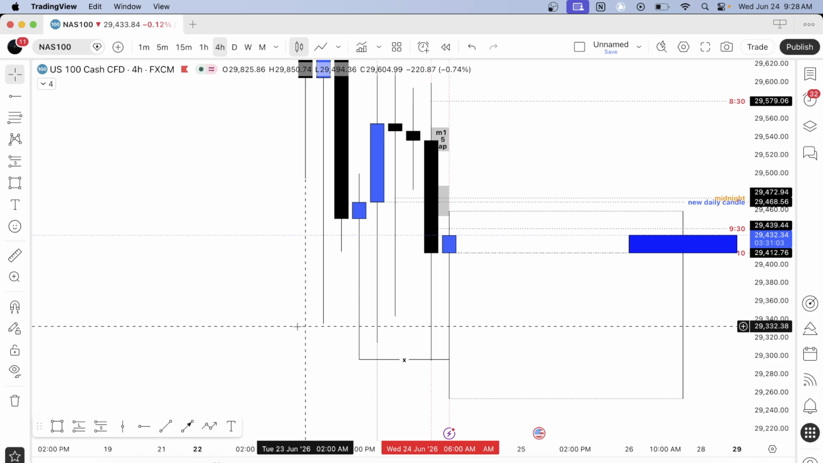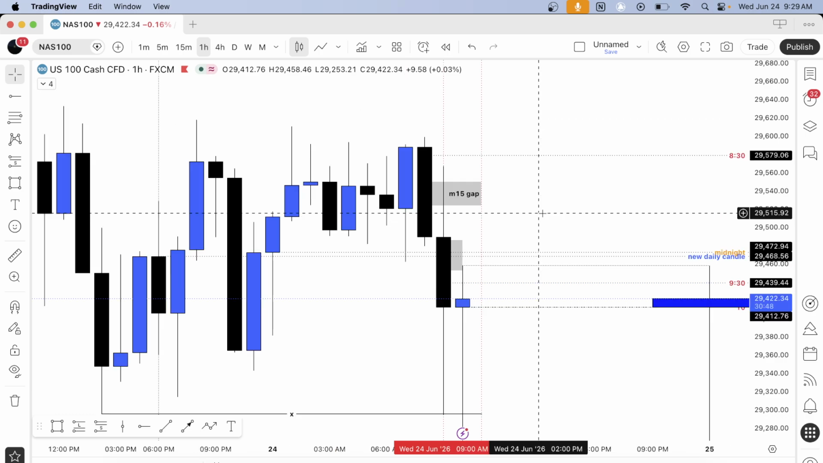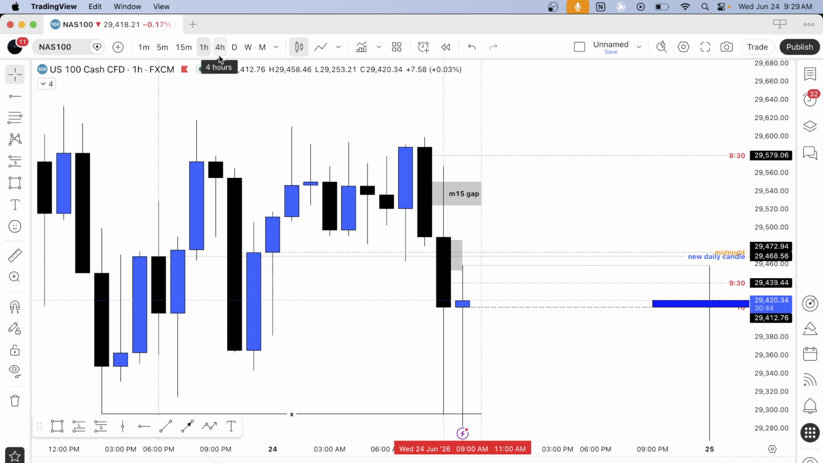And on the 1 hour, we did not have anything as well, no gaps that I could have traded from. And I told myself that I wasn't trying to trade today. However, I still ended up taking a trade.